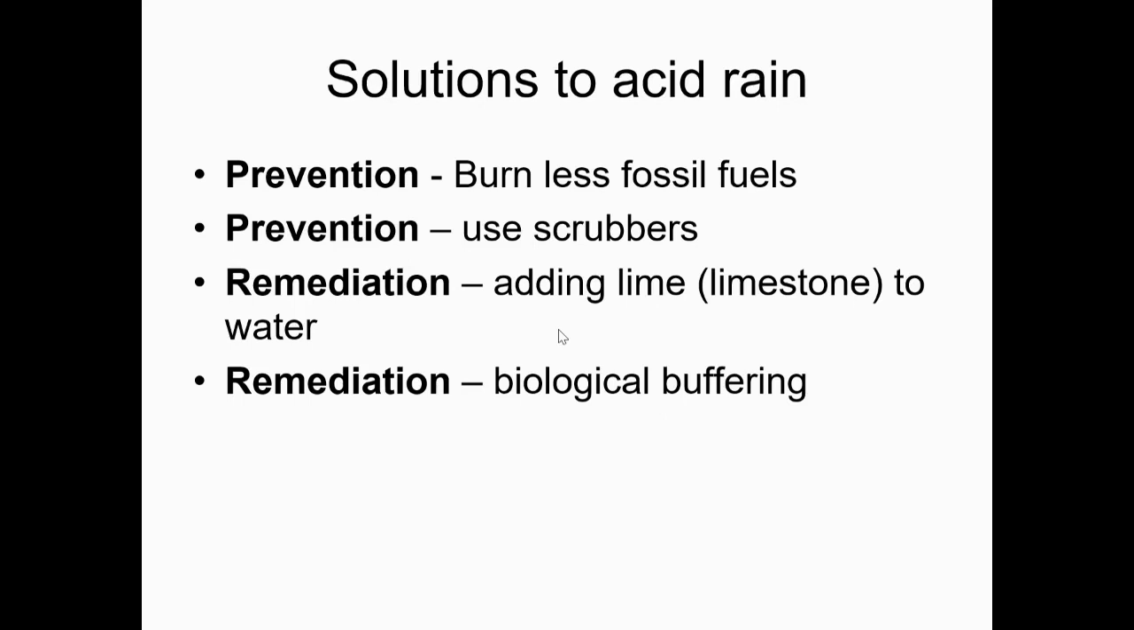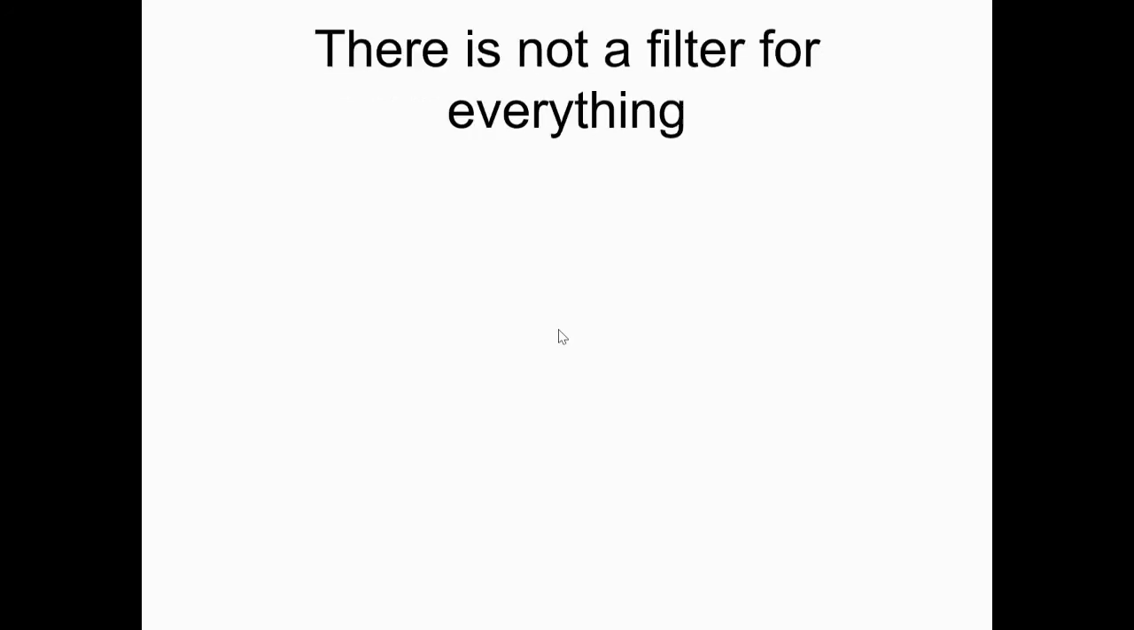So here are the solutions to acid rain. Burn less fossil fuels. Use scrubbers. Remediation: you can add lime to water bodies that have become acidic. Lime is powderized limestone. Remediation also includes biological buffering. Some bacteria neutralize acid. Just know there's not a filter for everything.